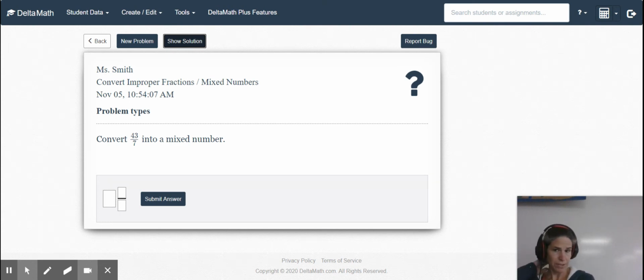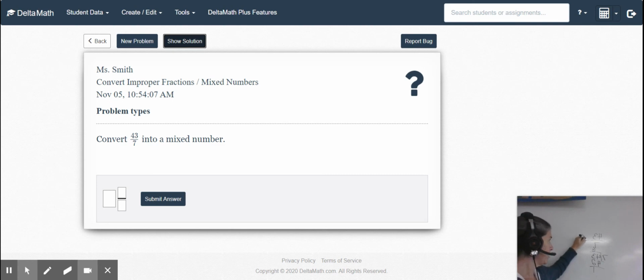So first thing I'm going to do is convert 43/7 into a mixed number. That means I take my numerator, 43, and divide it by my denominator, 7. So I have 43 divided by 7. 7 doesn't go into 4. 7 goes into 43 6 times. 6 times 7 is 42. I subtract. 1 is my answer.